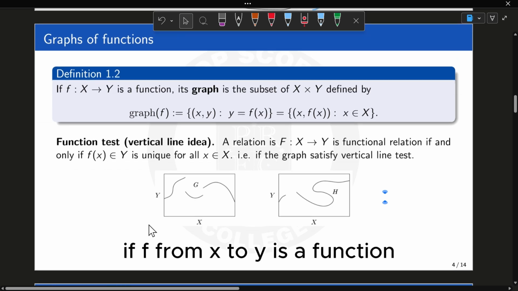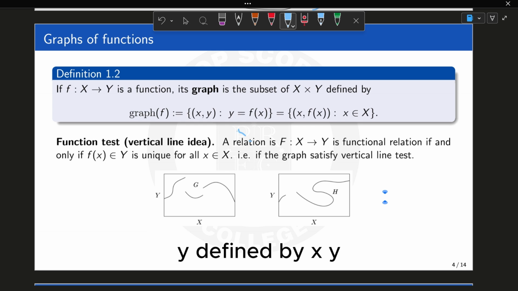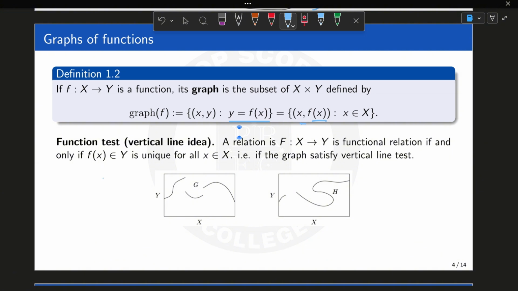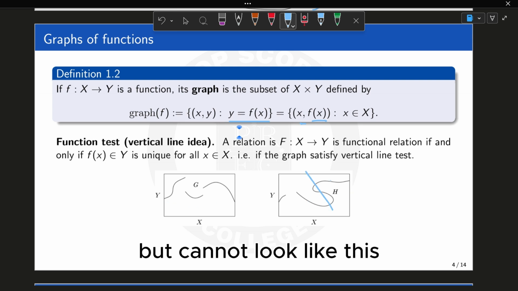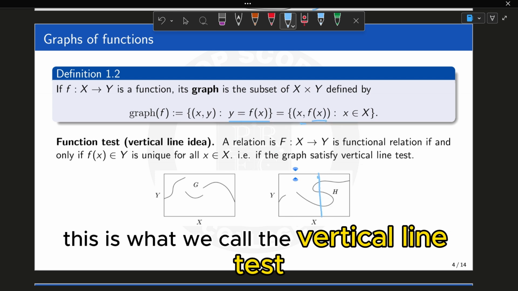If f from X to Y is a function, its graph is the subset of X times Y defined by (x, y) where y equals f(x), or simply (x, f(x)). A graph of a function could look like this, but cannot look like this. This is what we call the vertical line test.